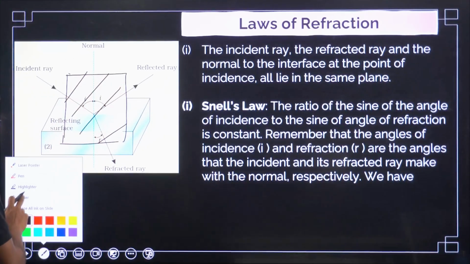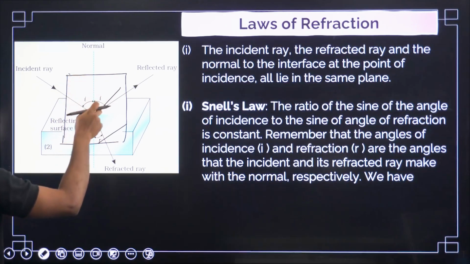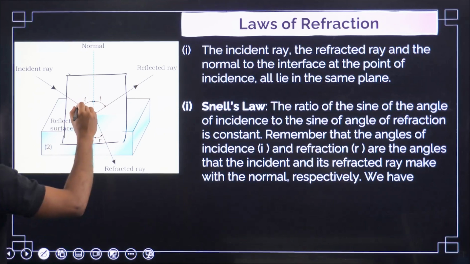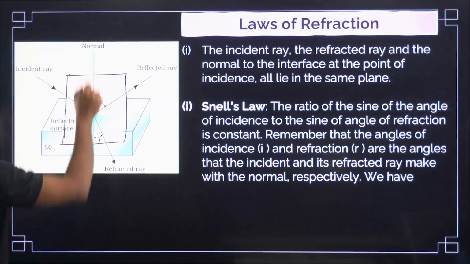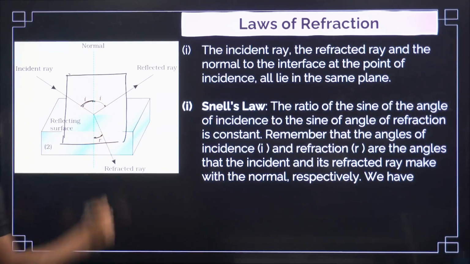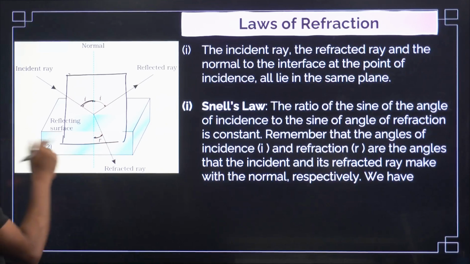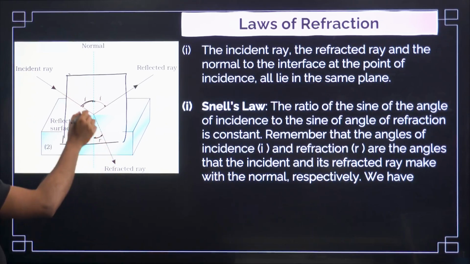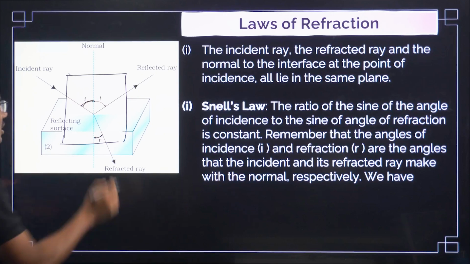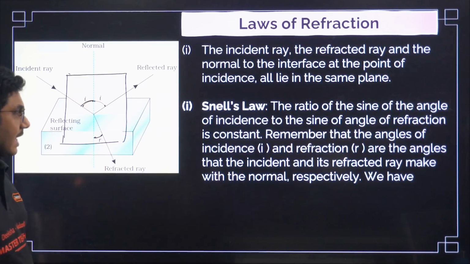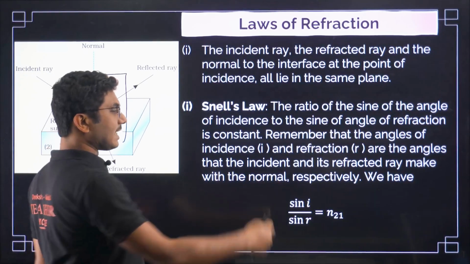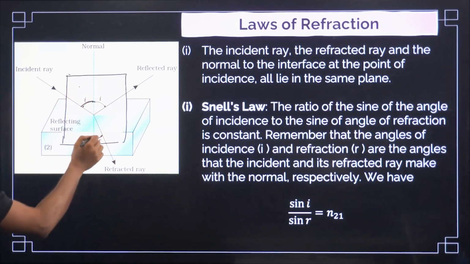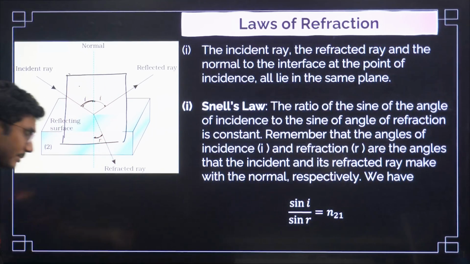So here you see that we have an incident ray and a refracted ray. The incident ray makes an angle I with the normal, and the refracted ray makes an angle R with the normal, right? This light is falling, this is the refracted ray, so we are only considering refraction. According to Snell's law, sin I by sin R is a constant. It does not matter what the meaning of that is.